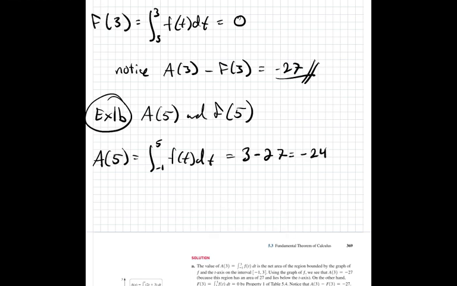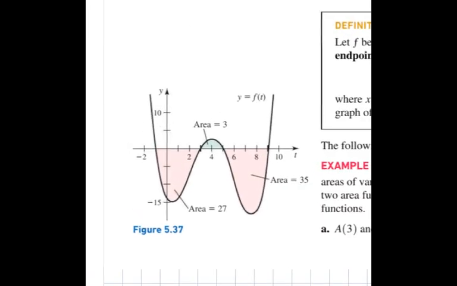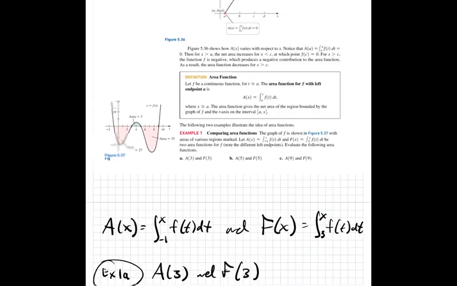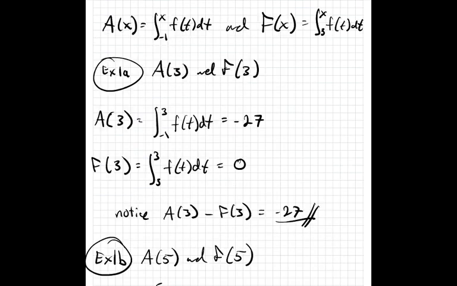Then if we consider the area function F(5), that's going to be the integral from 3 to 5 of f(t) dt. Looking back at the graph, from 3 to 5, we see that that area is 3. So then if we consider A(5) minus F(5), that's going to be -24 minus 3, which is -27. Okay, again, it's just an observation, but you should start to notice a similarity.